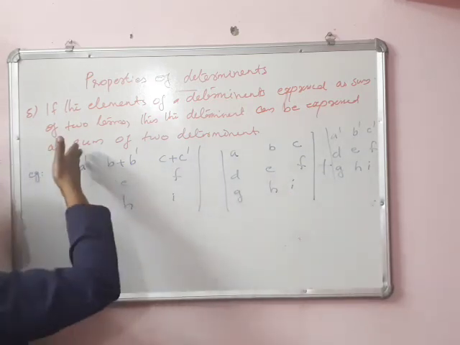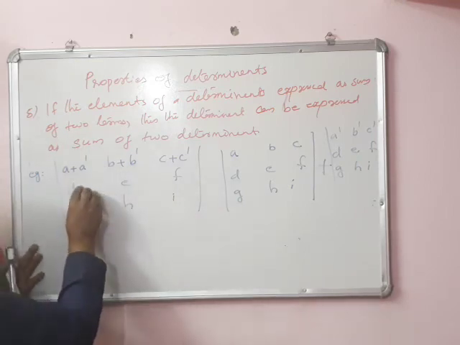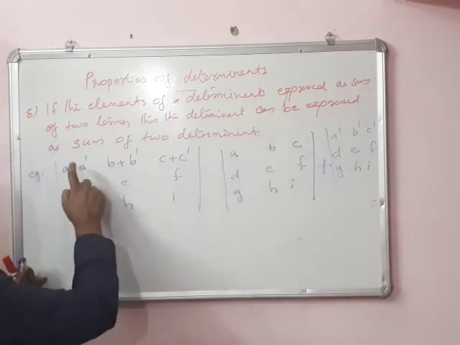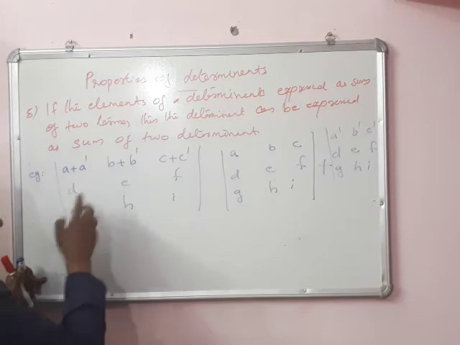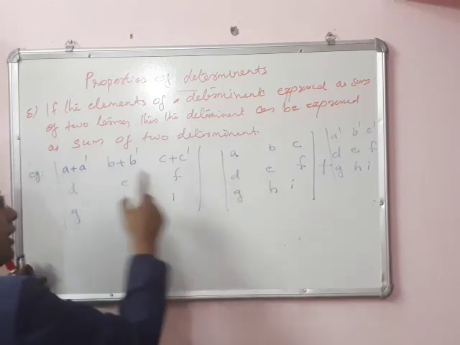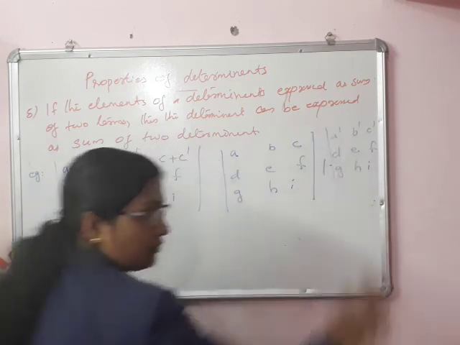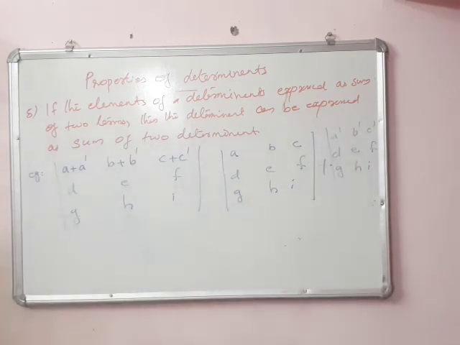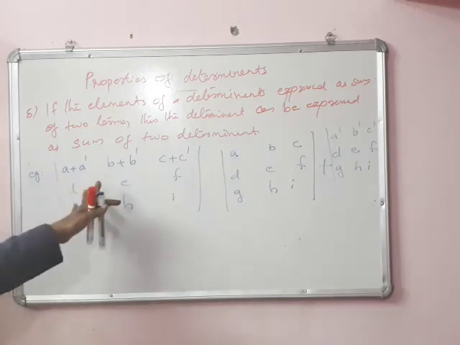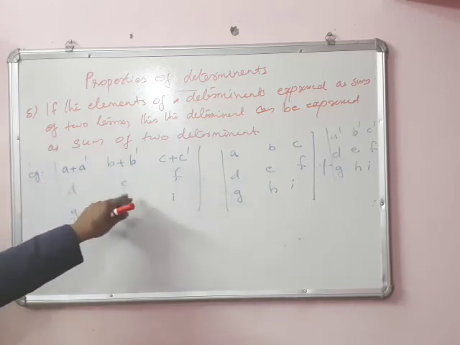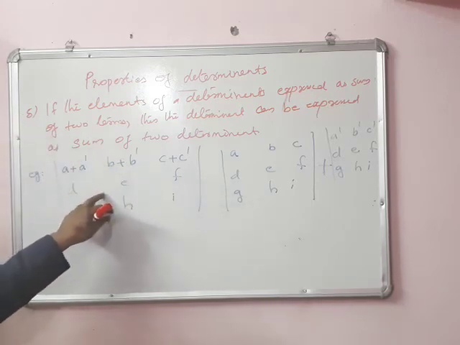If suppose it is in the column, where B dash and C dash are added, we can split it similarly: A D G as usual, then another one with A dash, B dash, C dash as the first column. So we can split it using this property if it is a sum of 2 terms. That is the fifth property.